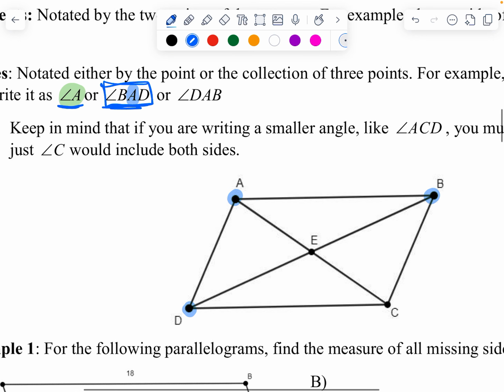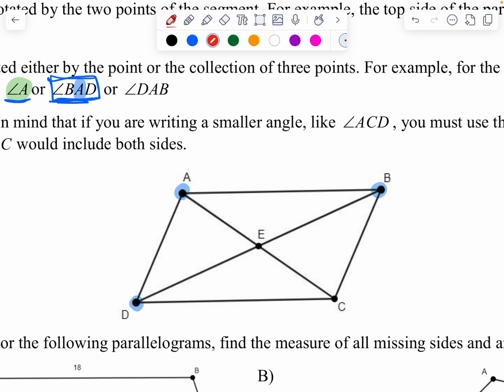And it is really helpful when you're talking about a piece. So let's say I wanted to talk about just this angle. You could say D to A to C, right?